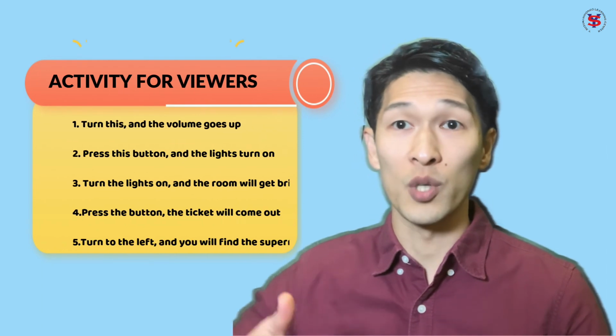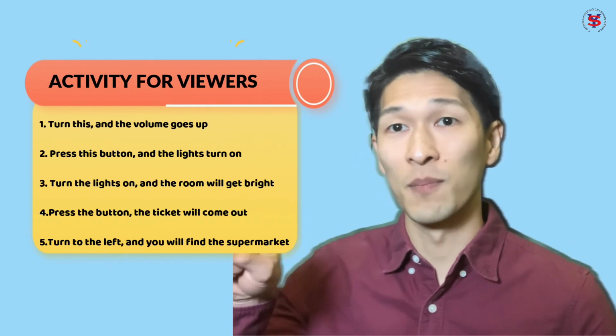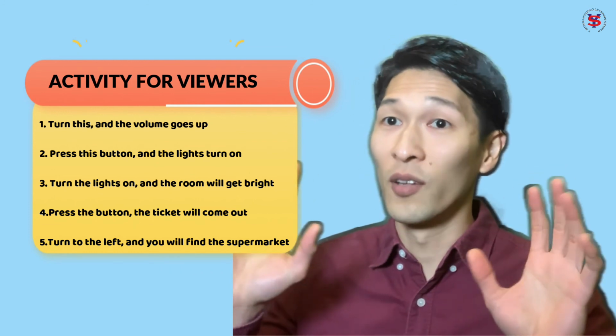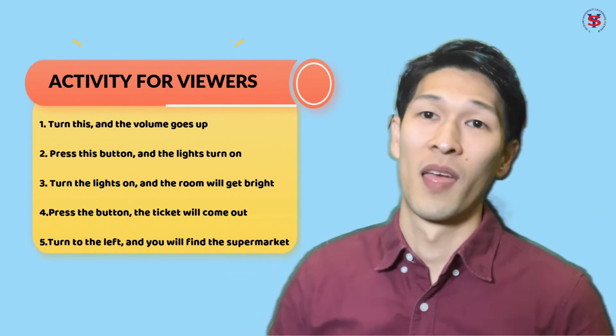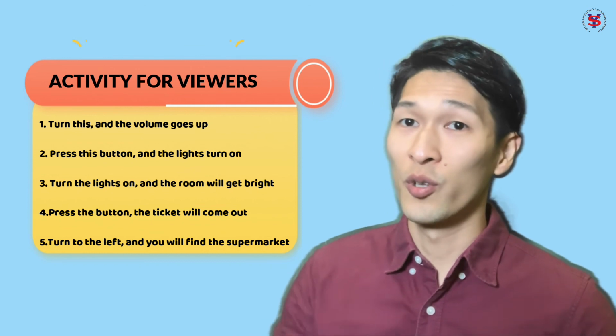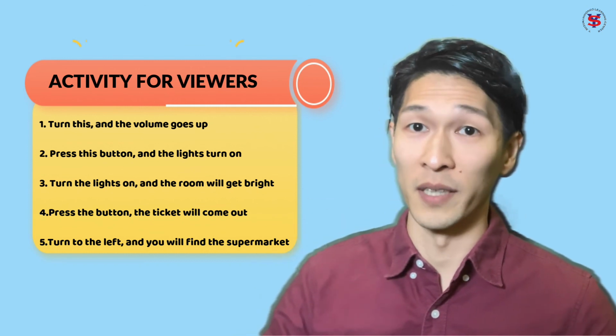Alright, naintindihan ba natin ang lesson natin ngayon? Now, it's practice time. Subukan ninyong gumawa ng sentence gamit ang mga pattern na natututunan natin ngayon. O kaya ay subukang i-translate ang mga English sentences na ito into Japanese. Turn this and the volume goes up. Press this button and the lights turn on. Turn the lights on, the room will get bright. Press the button, the ticket will come out. Turn to the left and you will find the supermarket.